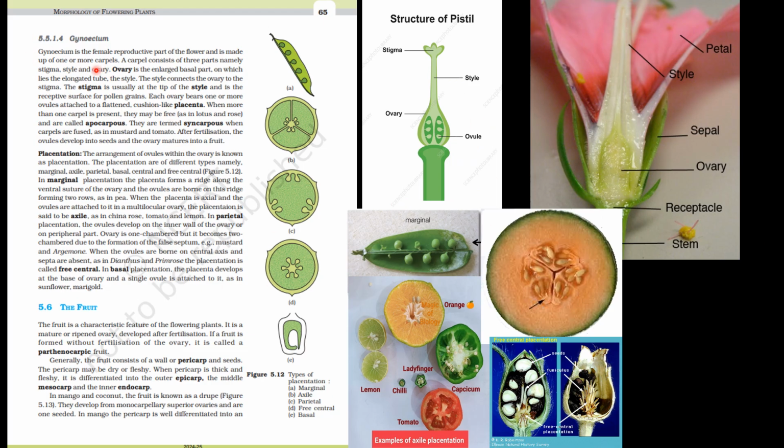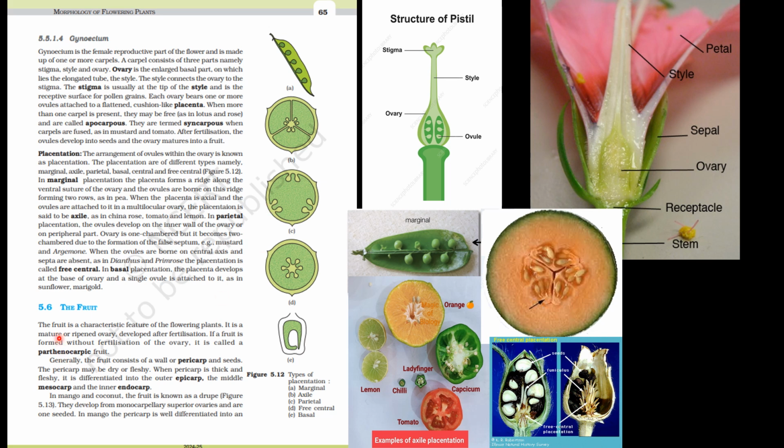Now the gynoecium. Gynoecium is the female reproductive part. It mainly consists of an ovary, and within the ovary is the ovule, and it has a style and a stigma. And this is called placentation, which is how the ovules are arranged within the ovary. It can be marginal, as in the case of pea, or it can be axile. This is the axile one, or it can be parietal. It can be free central or basal. The examples are here. This is the case of marginal. Here is axile placentation. So these are simple examples.